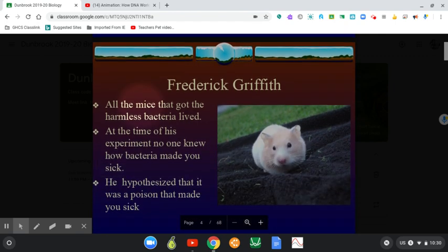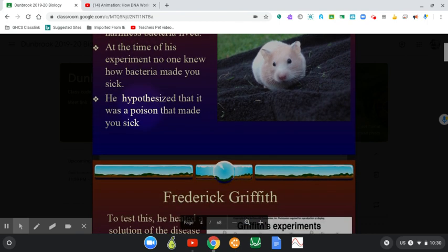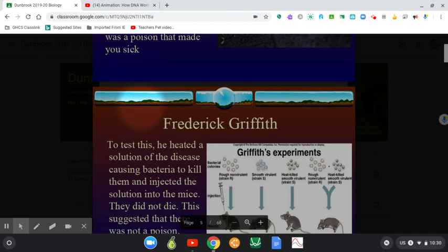So all the mice that got the harmless bacteria lived, but at the time, nobody knew in this experiment how the bacteria actually made you sick. They thought maybe it was a poison that made you sick. But if it was a poison, you couldn't kill it. Keep that in mind. So Frederick Griffith, here's what he does.